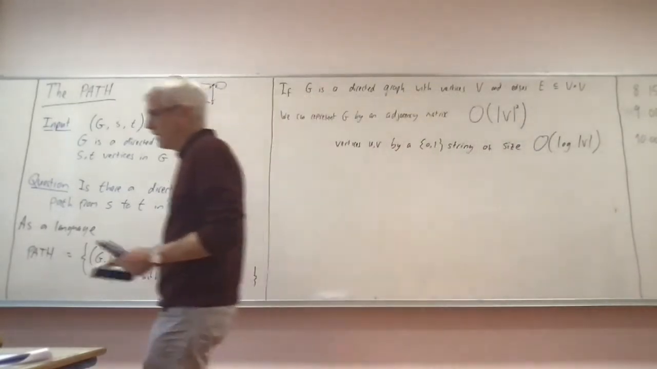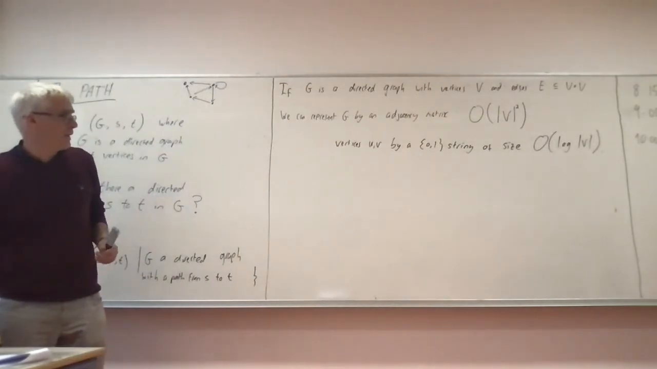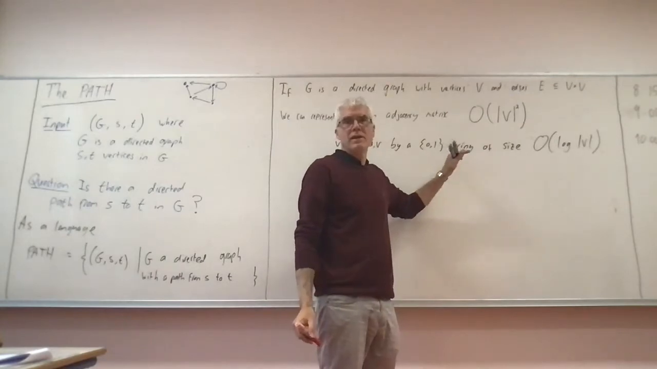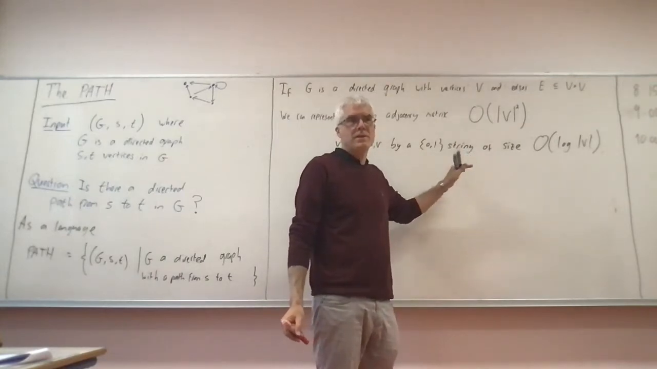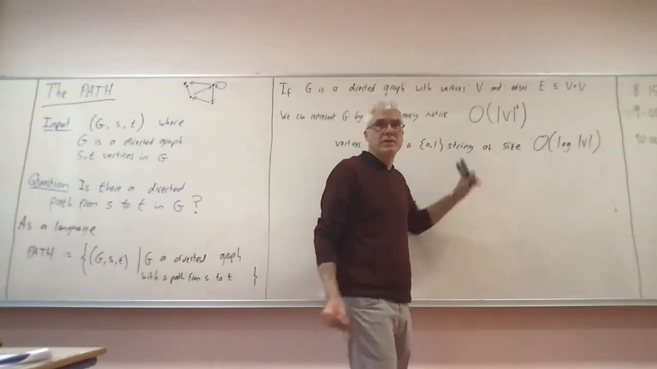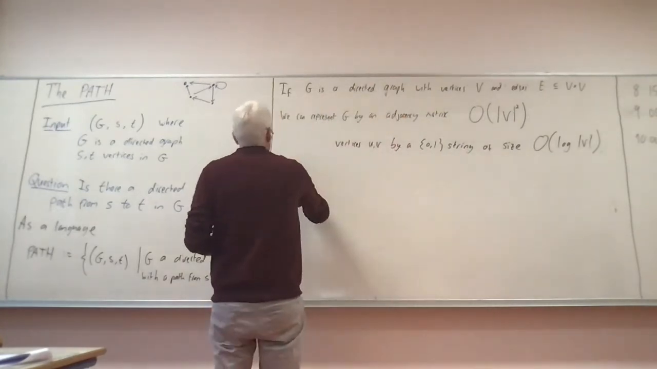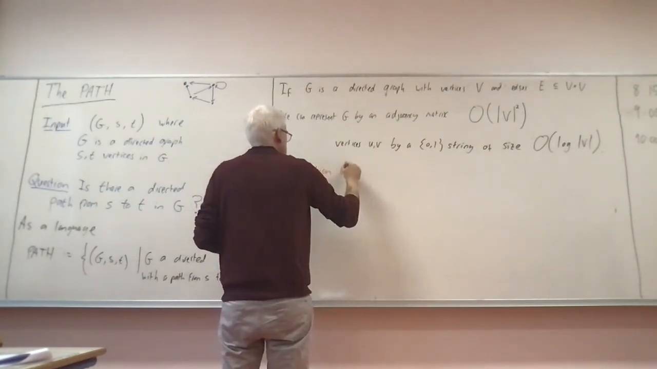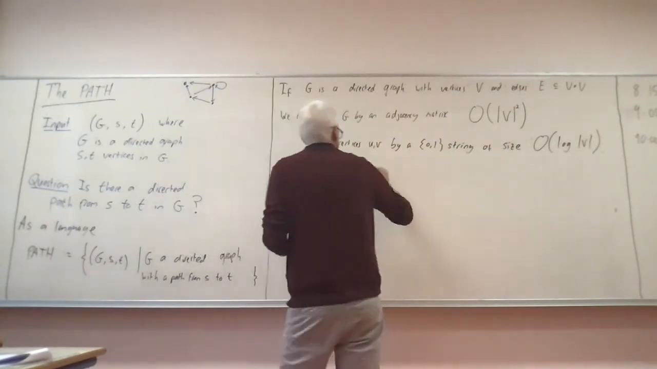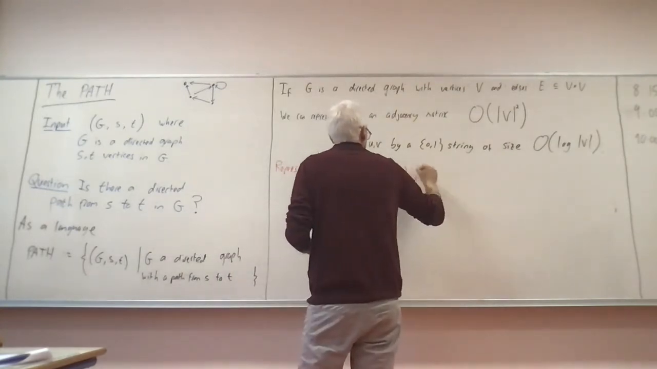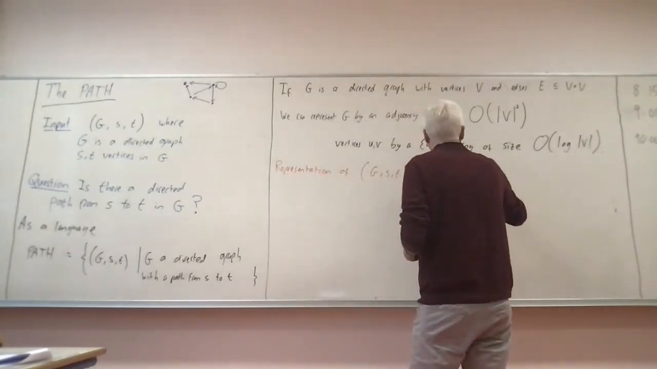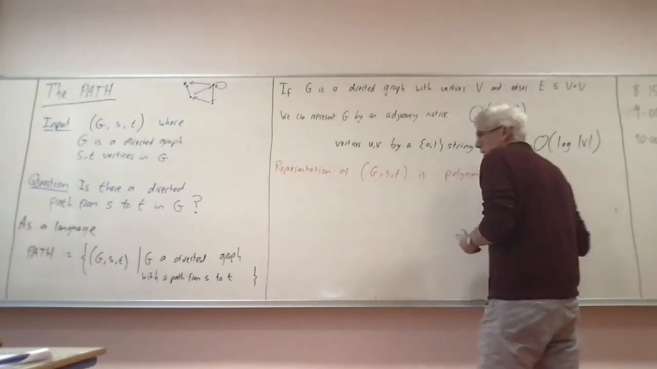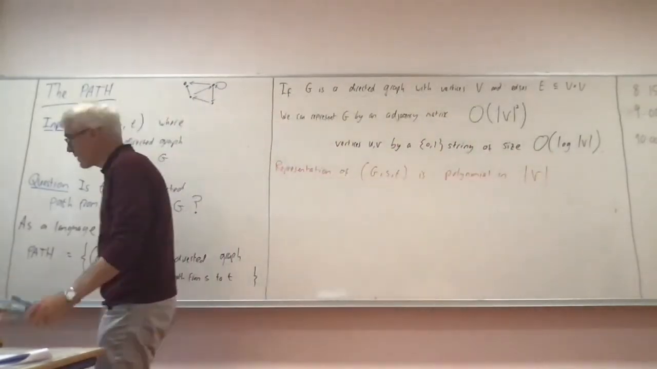So the relevant thing here, actually all we really need, is that the representation of the graph is polynomial in size. So the length of the representation of the whole G, S, T is polynomial in the size of the set of vertices.